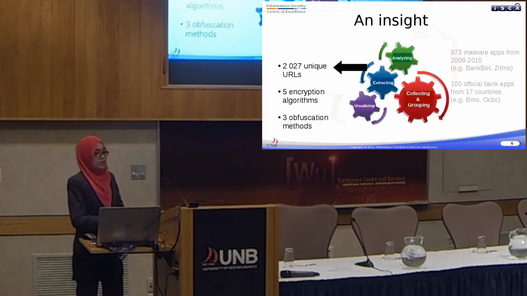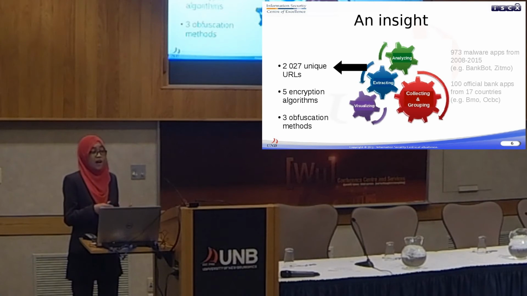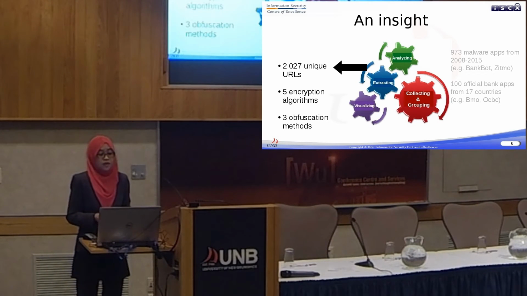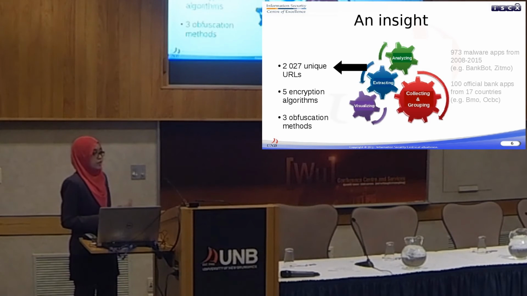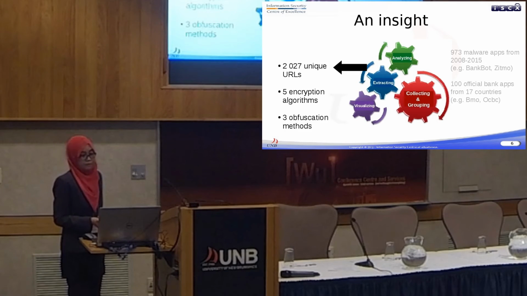The encryption algorithm that has been used by the bad guys, and also the obfuscation methods. Obfuscation methods here is the masking technique used by the bad guys for them to hide their malicious functionalities. Overall, we extracted more than 2,000 URLs with 5 encryption algorithms and 3 obfuscation methods.